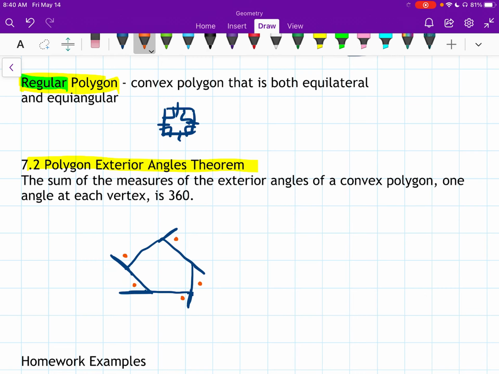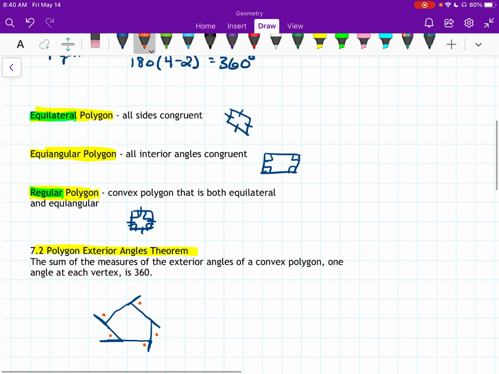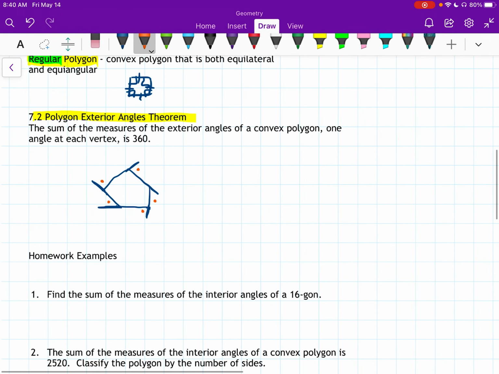All right, what we're saying is the sum of the measures of the exterior angles of a convex polygon, one angle at each vertex, which is what I have there, is 360. No matter how many sides it is, it's going to be 360. They're going to add up to be 360. All right, those are our notes that we need to have here, and the rest of these are homework examples.